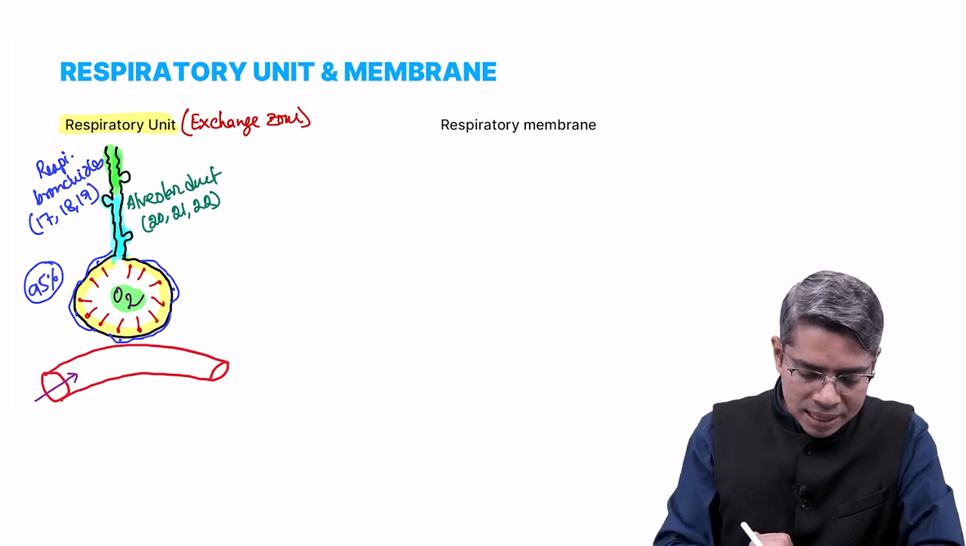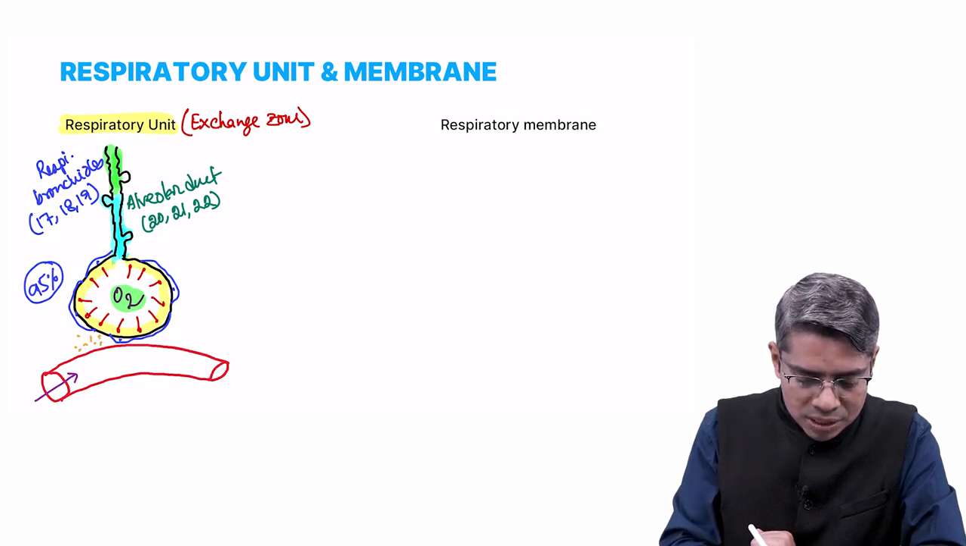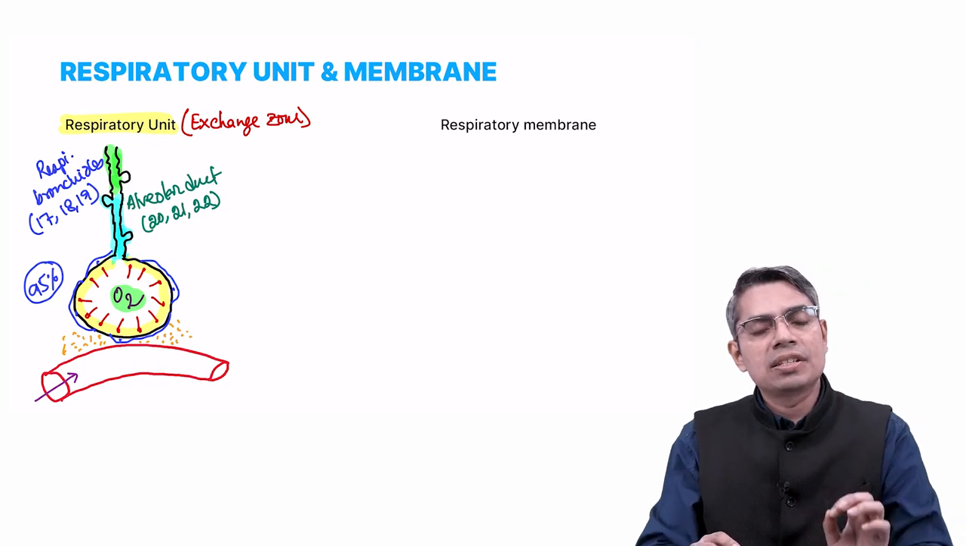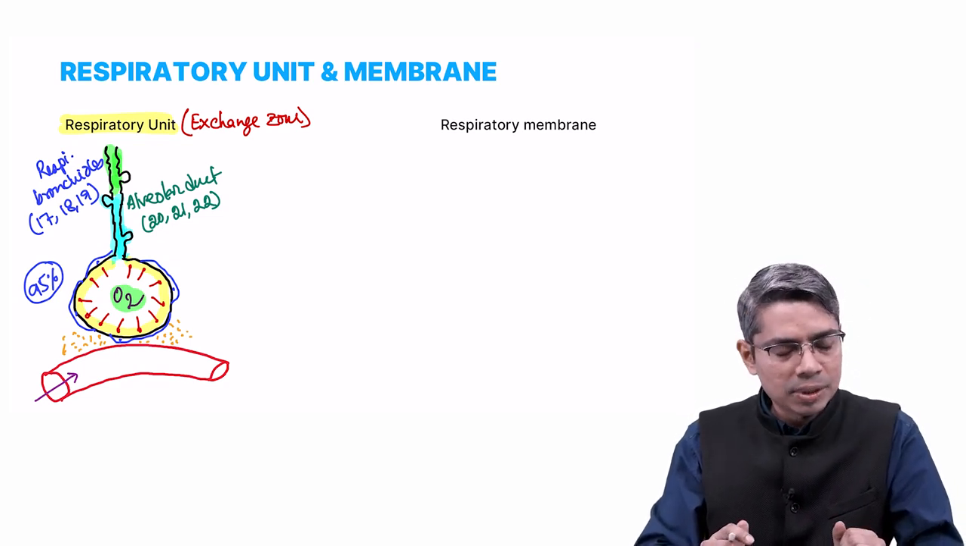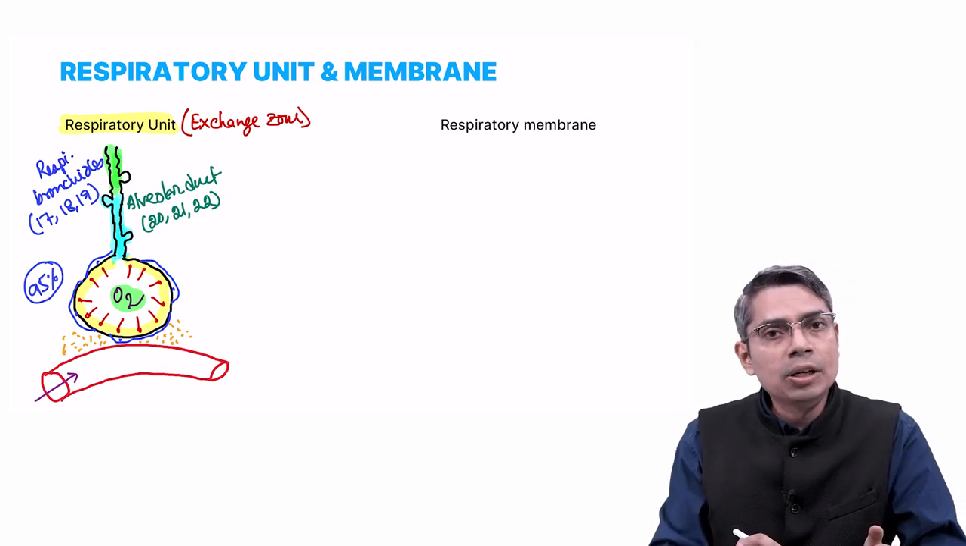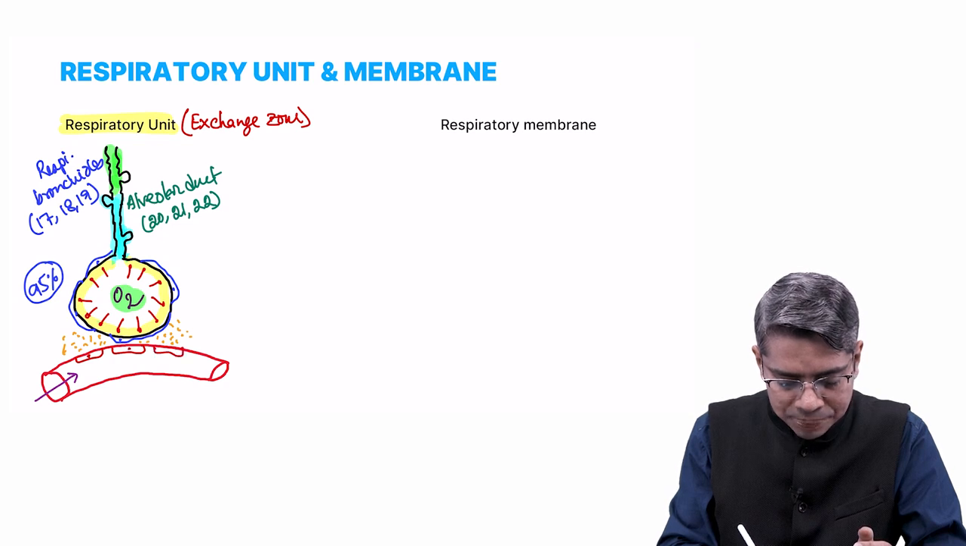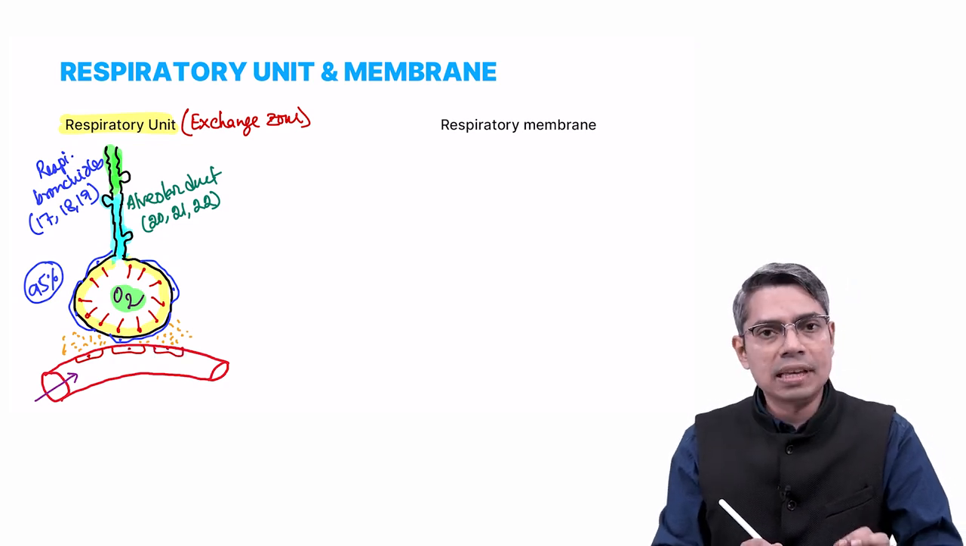So, that is the next layer. And then it has to cross the interstitial tissue, which is present between this alveolus and this capillary. Oxygen has to cross this, and then it has to cross the endothelium of the capillary. In between these two endothelial cells there is a little gap, and oxygen has to pass through this gap only.